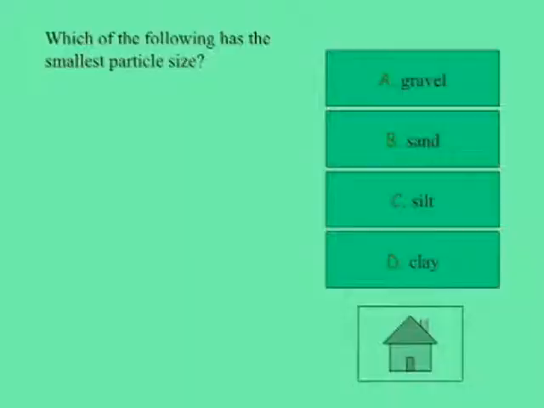Okay, and let's go on to water for 300 points. Which of the following has the smallest particle size? A, gravel, B, sand, C, silt, or D, clay? Remember, we went over this, and we actually looked at the different components of soil, the silt, sand, and clay, and we looked at it under the microscope. And so who knows the answer? And you're right, it's D, clay. That means you're hot tonight.